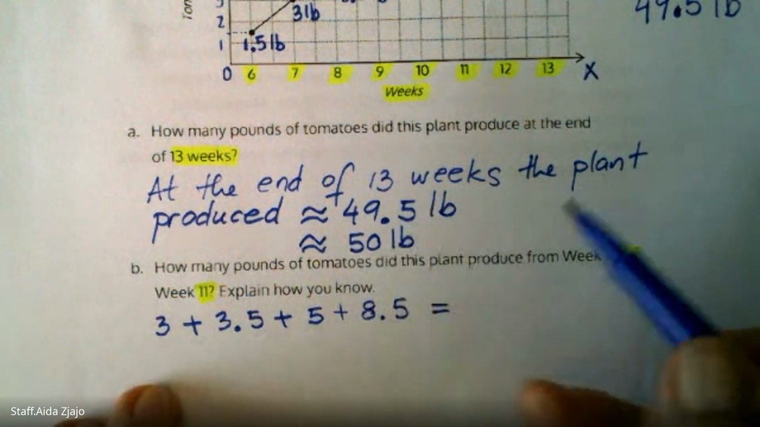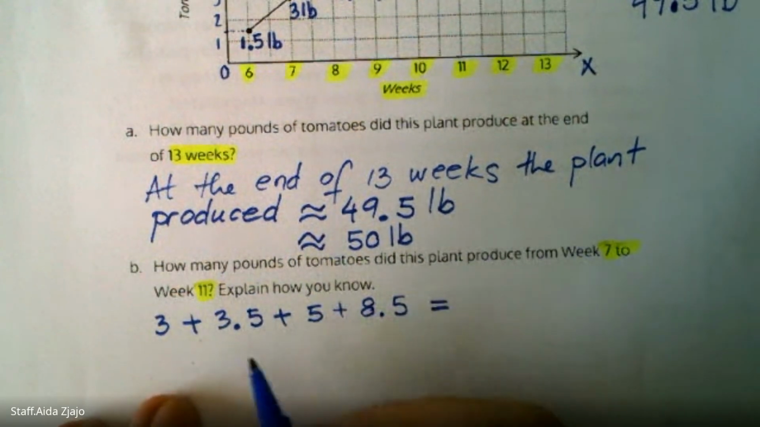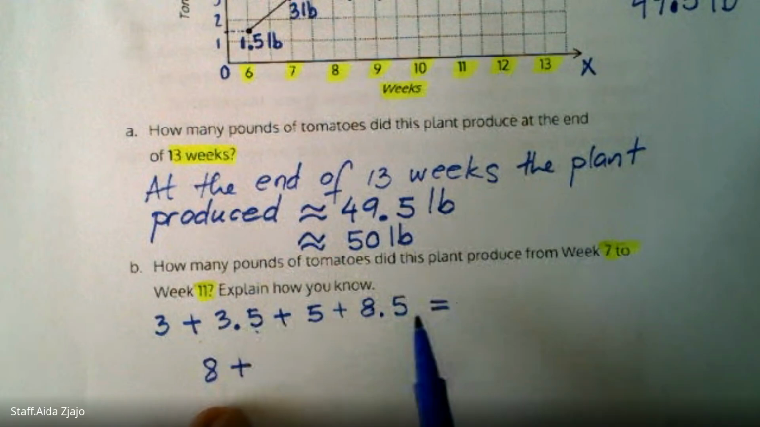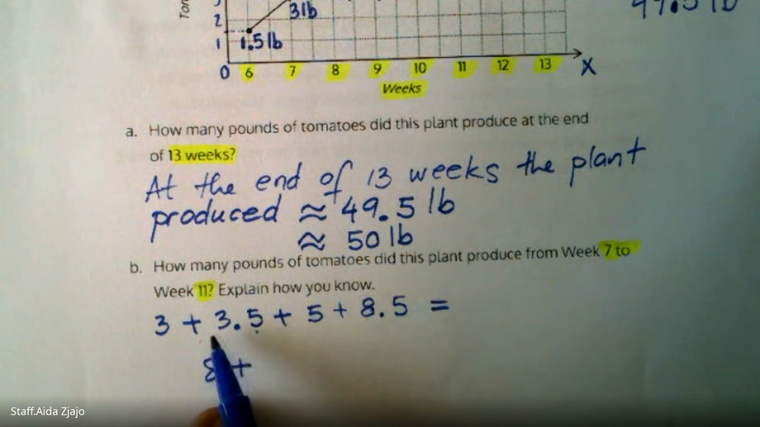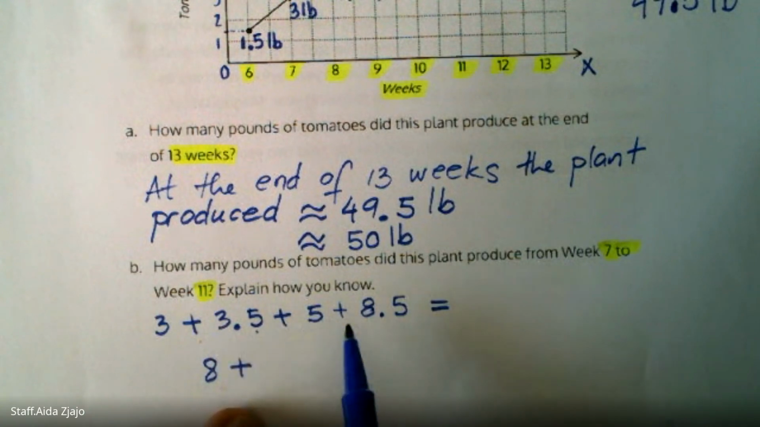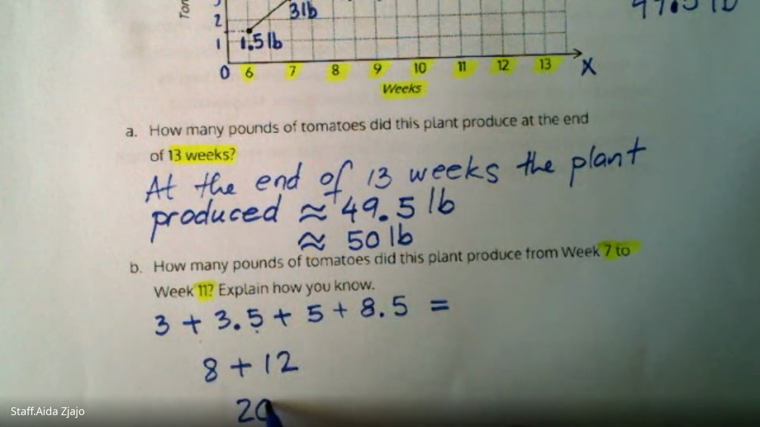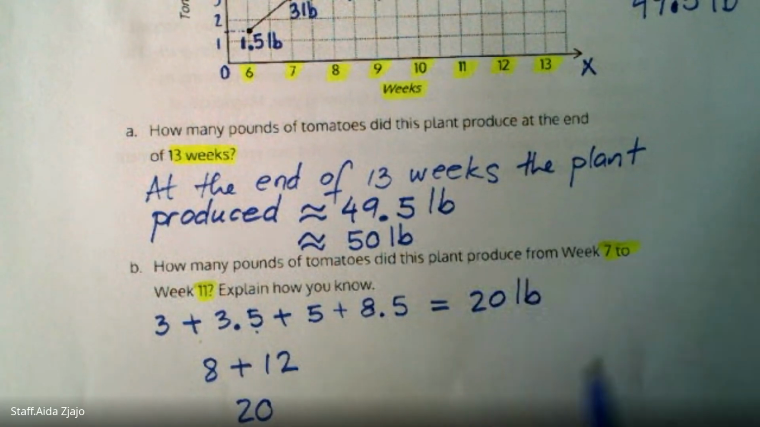Okay, so let's see how we can do that. 3 and 5 makes 8. Okay, and then half and half make a whole. And 8 and 3 is 11, plus 1 whole is 12. So we have 20 pounds. So looks like 20 pounds.